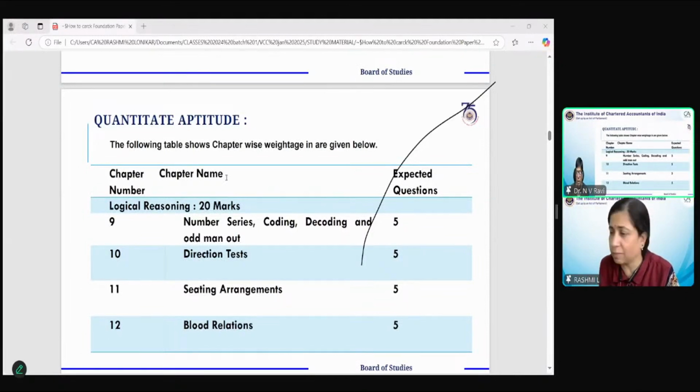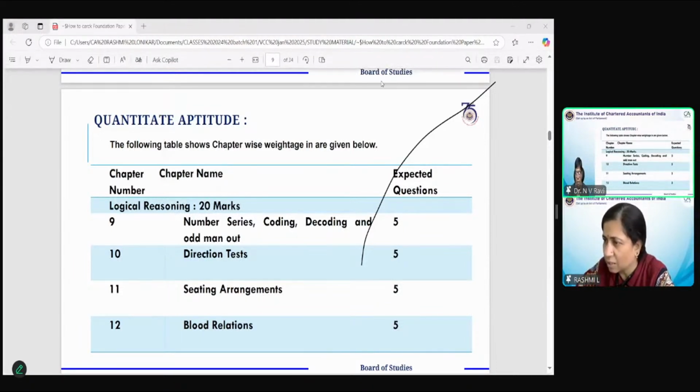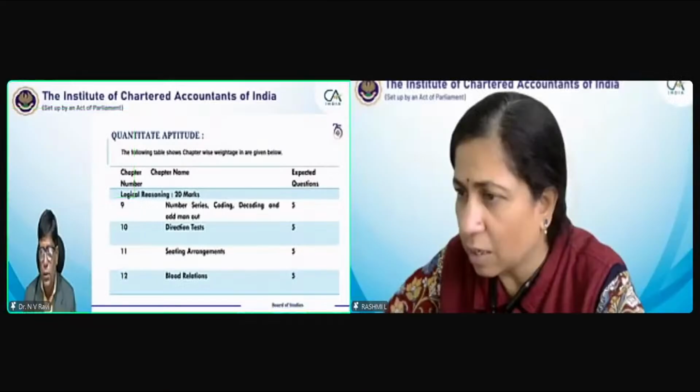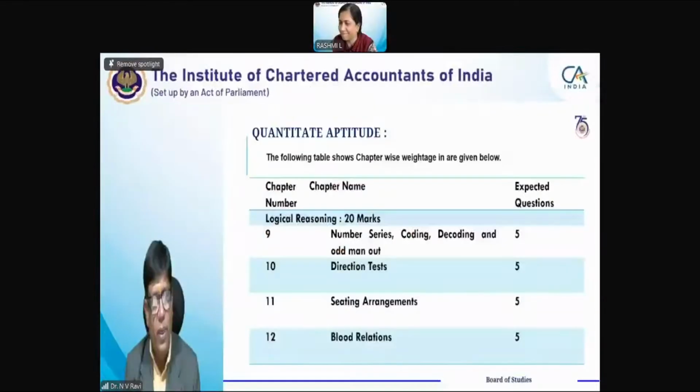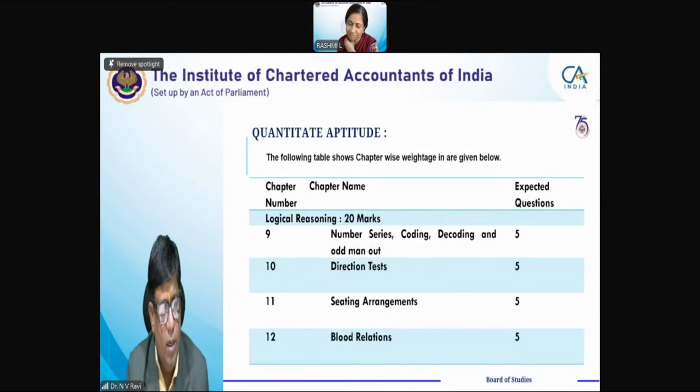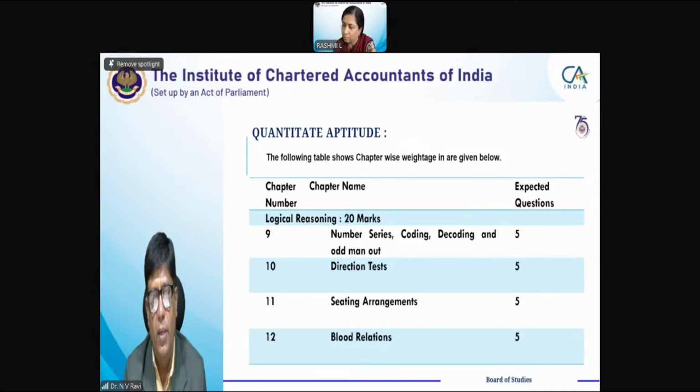Now I am adding to the madam's points. Yes, sir. Madam, now it's visible for you, the PPT. Thank you so much, madam, for your good presentation on logical reasoning. Logical reasoning, dear students, has this section divided into four chapters consisting of number series, coding-decoding, and odd man out.